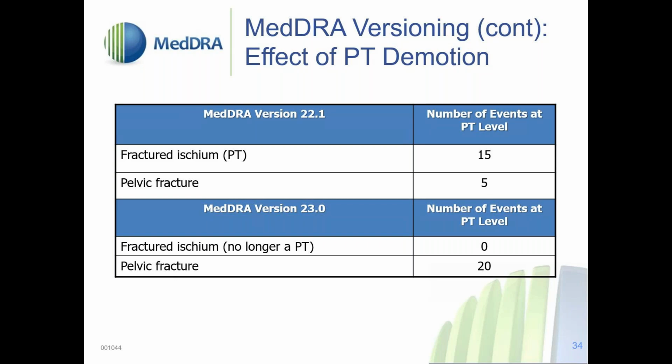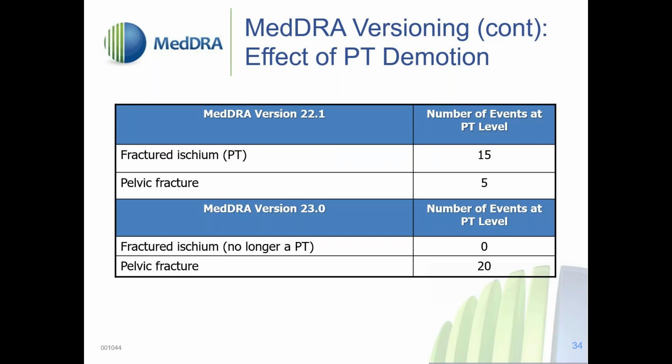But then if you look into the MedDRA version changes, you see that fractured ischium, which was a PT in MedDRA version 22.1, was demoted to pelvic fracture and is now an LLT under pelvic fracture in MedDRA version 23.0. So all the events for that PT were inherited by the pelvic fracture PT, because that previous PT is now an LLT under pelvic fracture.